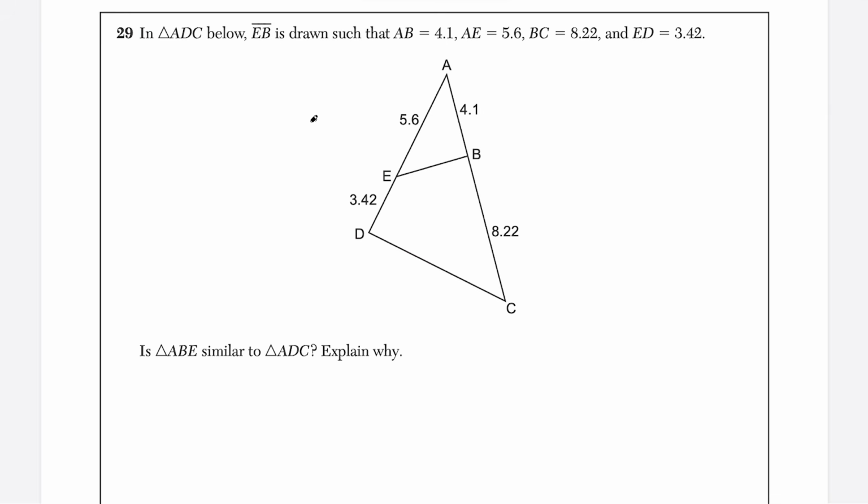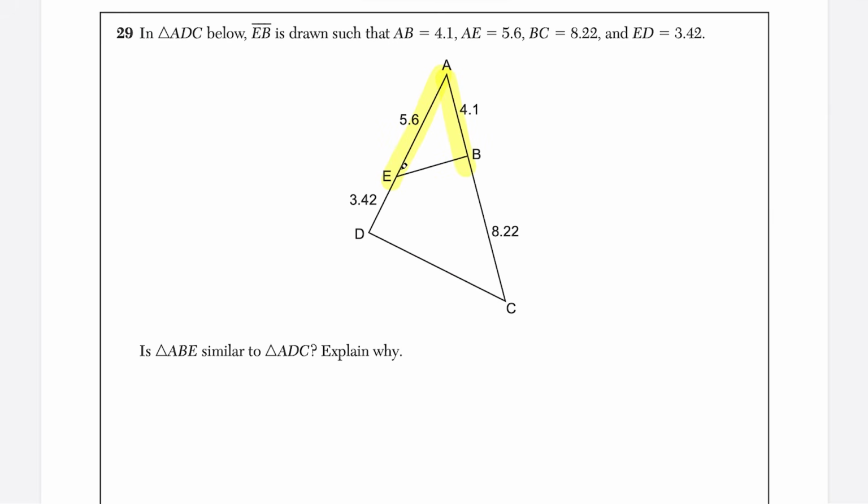Question 29, in triangle ADC below, line segment EB is drawn such that these line segments have these measures here. And we want to know, is triangle ABE similar to triangle ADC? And we have to explain why. So here we are looking at these two triangles. We're looking at the small triangle here and the big triangle.